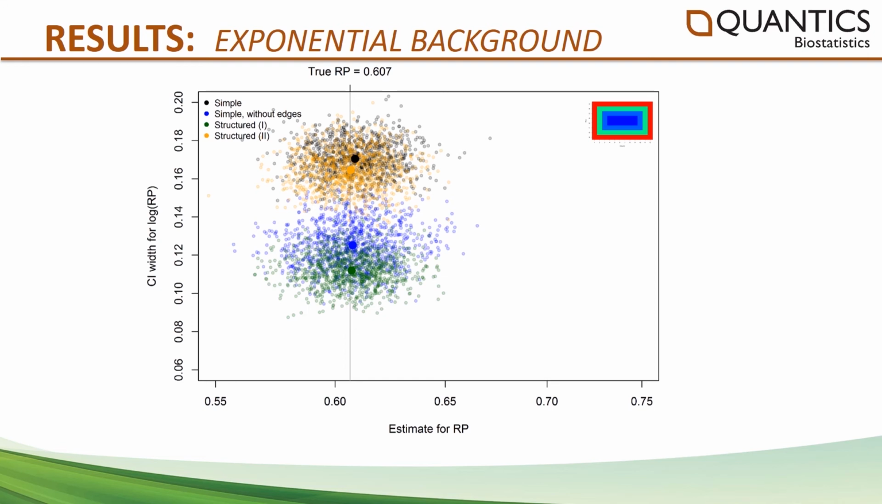In this situation, the structured 2 design didn't really help very much. It seems to have got rid of this particular bias. The yellow dot is on the true relative potency, but we've still got quite a lot of variability.